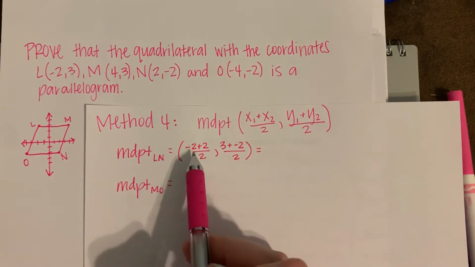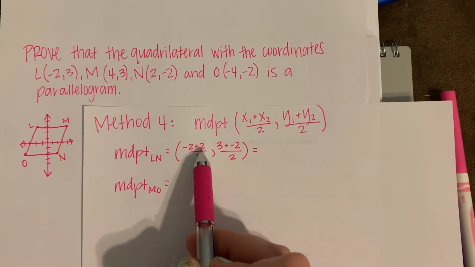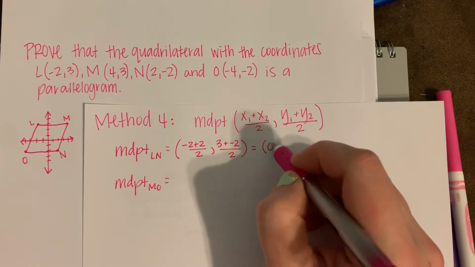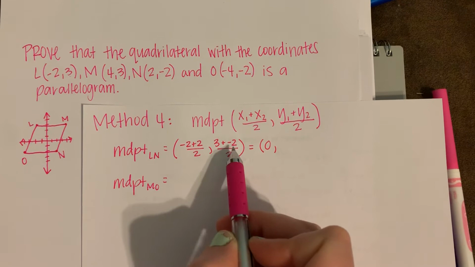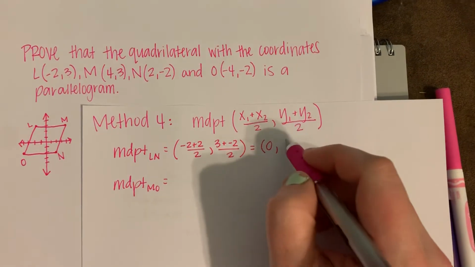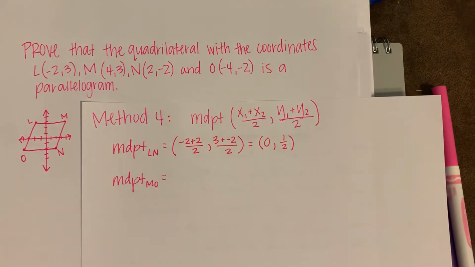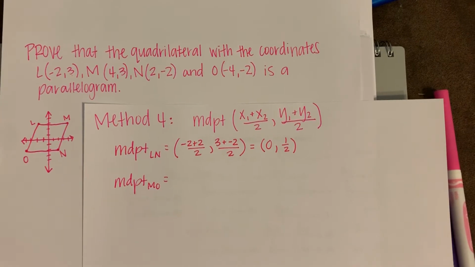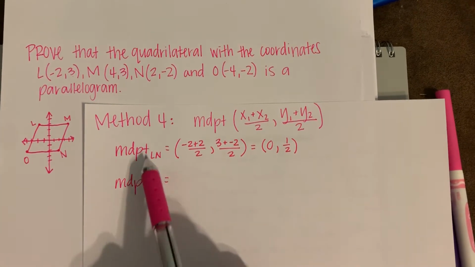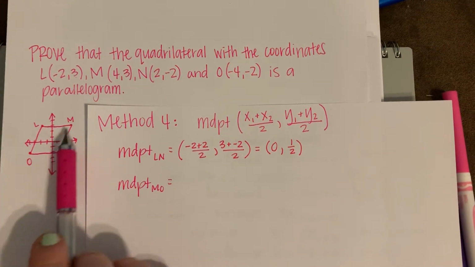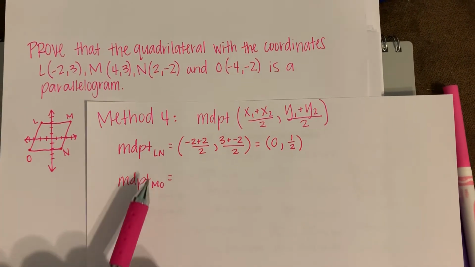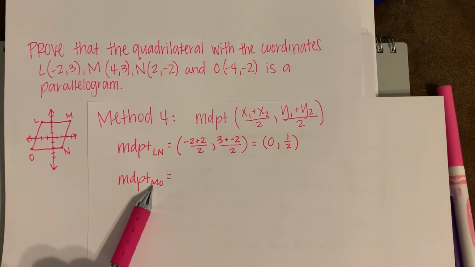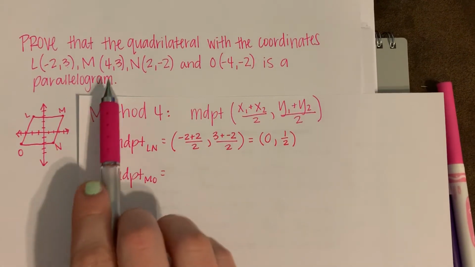All right, -2 plus 2 is 0 over 2. Doesn't matter, it's still 0. Okay, 3 plus -2, that's 1 over 2 is just 1/2. Okay, now if these are going to bisect each other, LN and MO, if they are cutting each other in half, that means that they need to have the same midpoint. Okay, so let's see if they do.